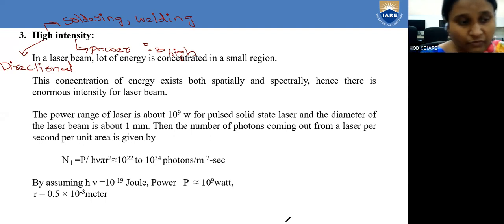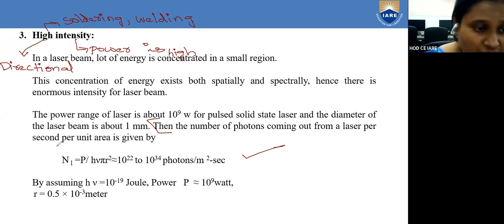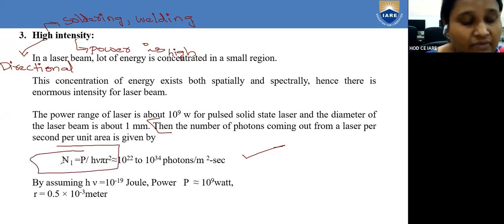And here, if you want to know how many photons are coming out, this formula is very important. Now we are going to do problems based on this formula. The number of photons coming out from a laser per second per unit area is given by this formula. So just note down this formula. What is N1? N1 represents how many photons are coming out from a laser per second per unit area. It is given by P by, what is there in the denominator? h mu pi r square.